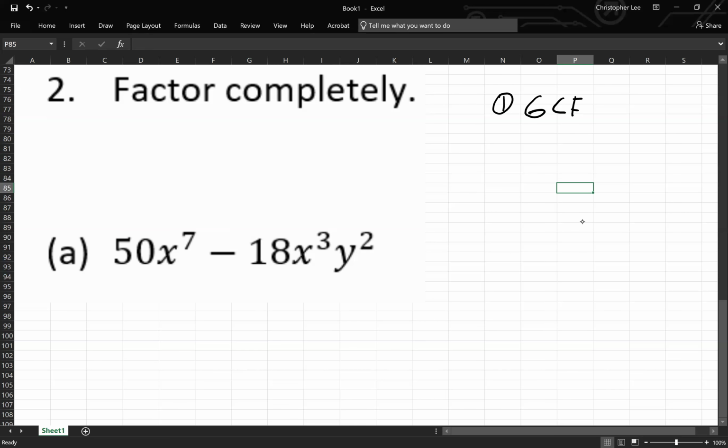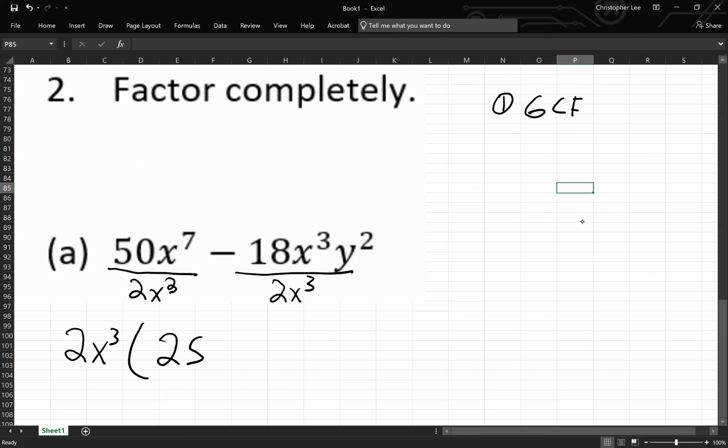2? All right, let's start off with 2. So 2 and what? 2 and x to the third. So I heard 2 and x to the third. I'm going to divide this by 2x to the third, and whatever you factor out, you have to divide by it. Now 50 divided by 2 is 25. And then x to the 7 divided by x to the third is x to the fourth.